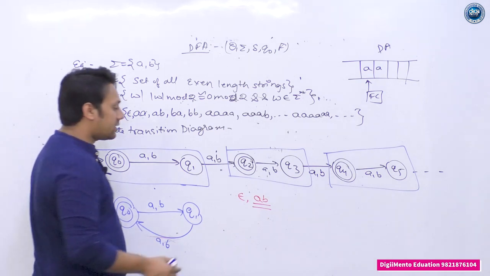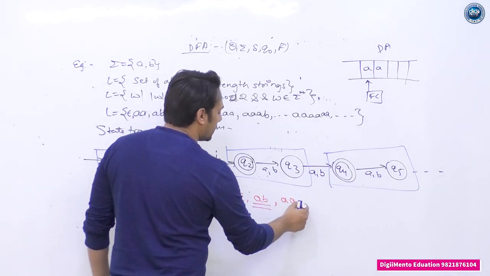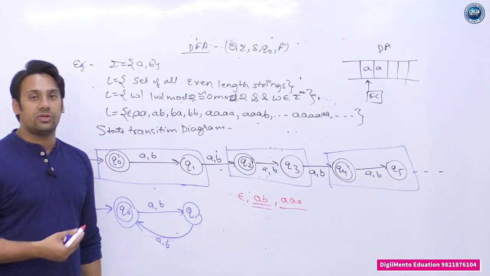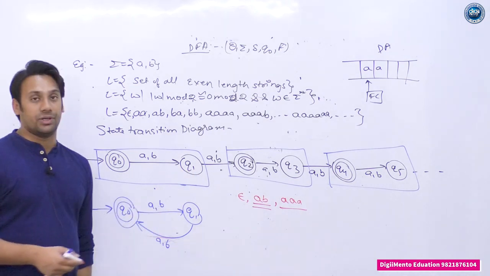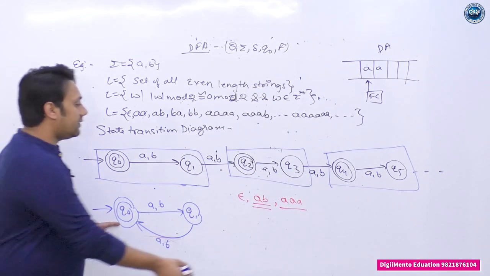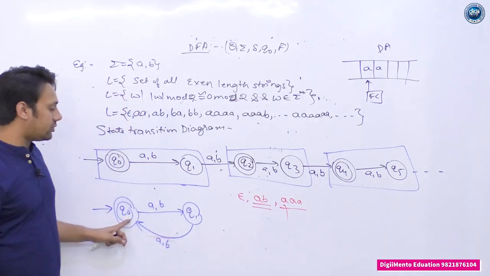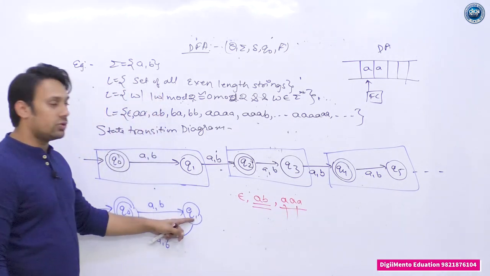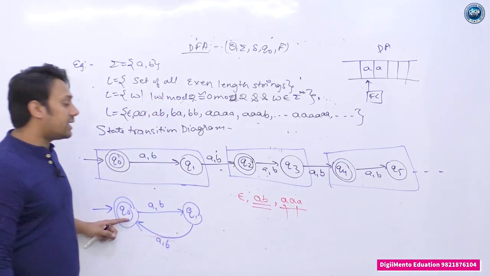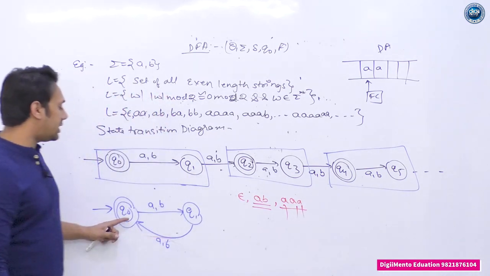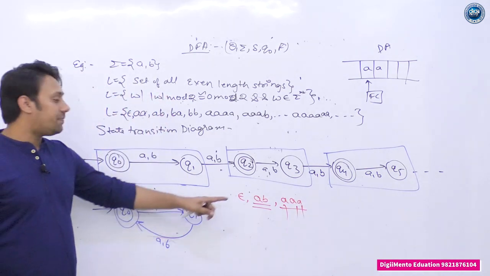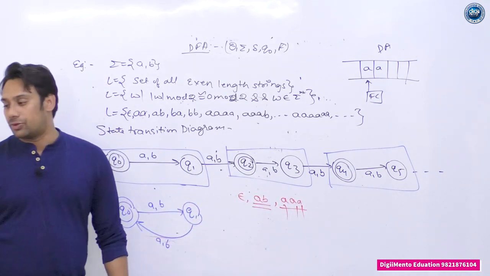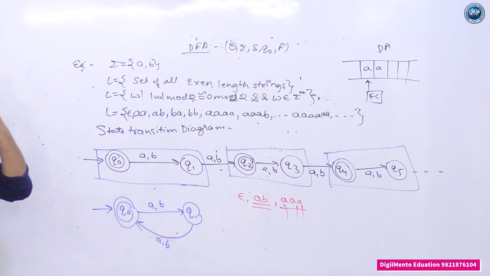But if I give a string like A, now this is an odd length string. Agar aapke paas odd length string hai, we do not want this odd length string to be accepted. So what will happen? By giving the first A, I will go from the state Q0 to Q1. By giving the second A, I will go from Q1 to Q0. By giving the third A, I will go from Q0 to Q1. So after reading this entire string, I will be at the state Q1. So main kahan pe ruk jaunga? Yahan pe state Q1 ke paas ruk jaunga.